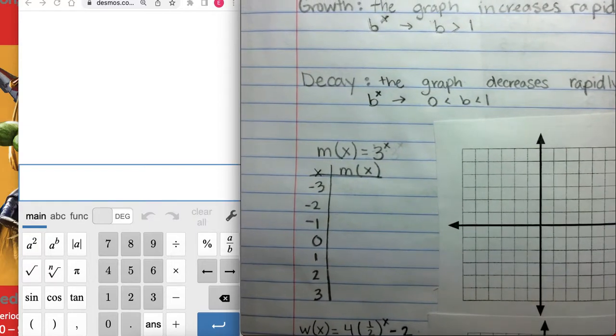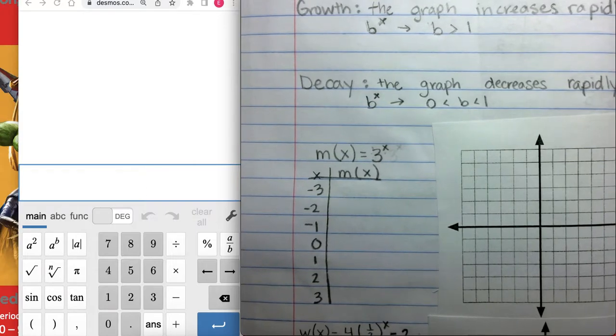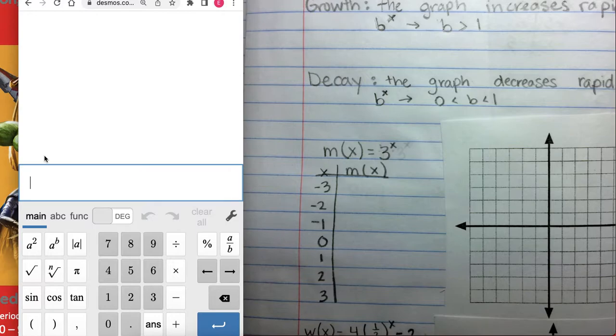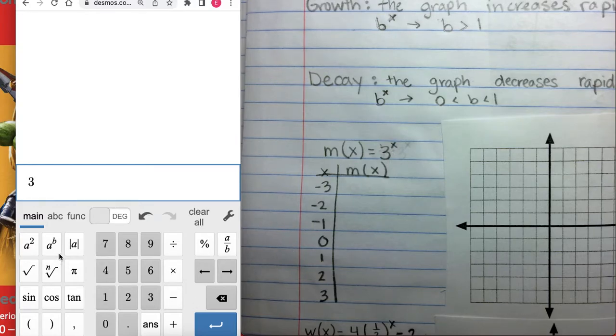Now we might not be able to graph everything onto our graph here, but it's going to give us an idea of what that's going to look like. Because it grows so quickly, sometimes it's going to go off that graph really fast, or if it decays, it's really hard to plot some of those decimal points. So in this problem, we're doing 3 to the x power. So I'm going to do 3 and then an exponent. Now this is the x, so this is what's going to change here.